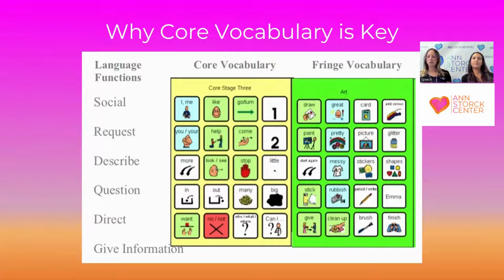So this is an example of what core vocabulary is. Core vocabulary can be used to communicate a variety of language functions. You can communicate socially, so if you like something, you can request, you can ask for help. You can describe, so you can tell someone to stop, or say if it's big or if it's little. You can ask a question. You can be direct if you want something or you don't want something, and you can provide some more information.